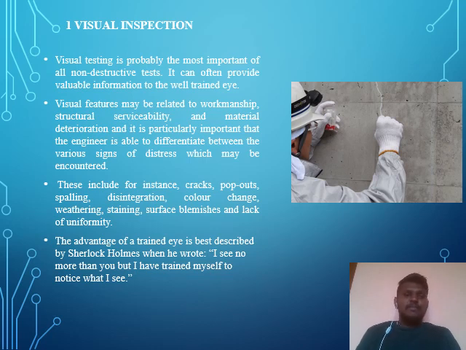This is another type of NDT, which is visual inspection. Visual testing is probably the most important of all non-destructive tests. It can often provide valuable information to well-trained eyes. The visual inspection may be related to workmanship, structural serviceability, and material deterioration, and it is particularly important that the engineer is able to differentiate between the various signs of distress which may be encountered.